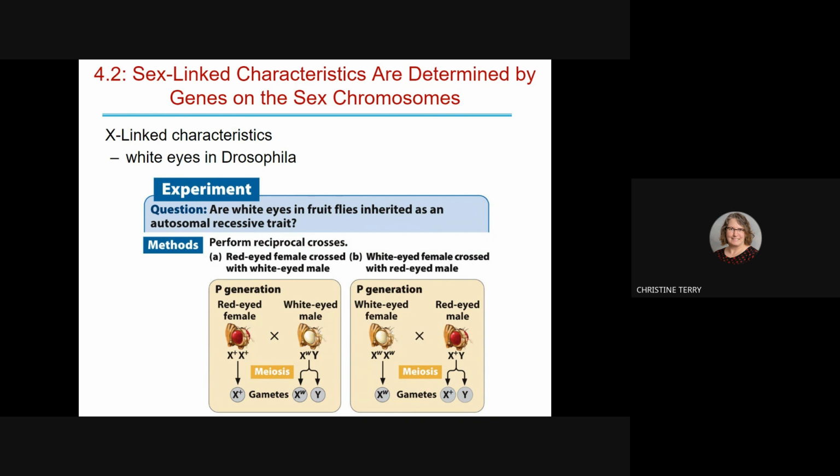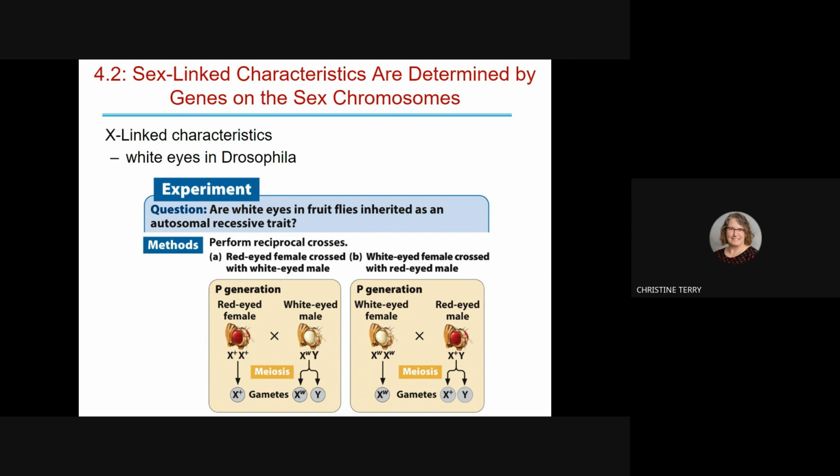So I'm going to talk about reciprocal crosses, because reciprocal crosses are really important in figuring out if something is a sex-linked trait. Because if something is an autosomal trait, it does not matter which parent the recessive allele comes from. If it's a sex-linked trait, it very much does.